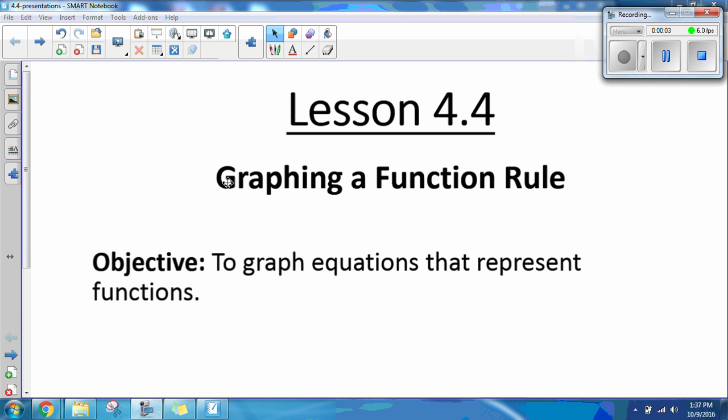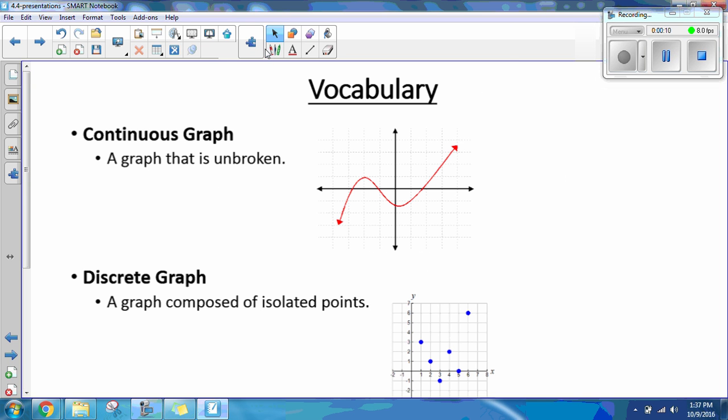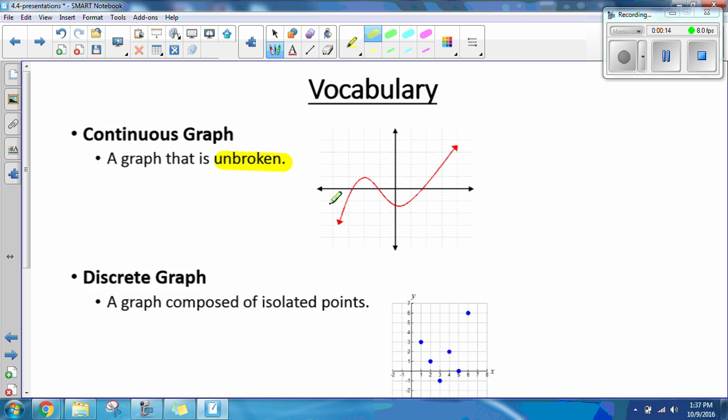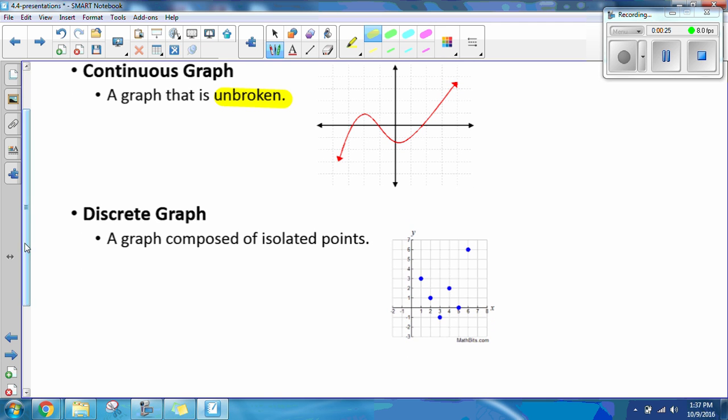This is lesson 4.4, graphing a function rule. Your objective is to graph equations that represent functions. A continuous graph is a graph that is unbroken. Notice the example, the graph continues and the arrowheads at the end indicate that they continue on, but the graph never breaks. A discrete graph is a graph composed of isolated points.